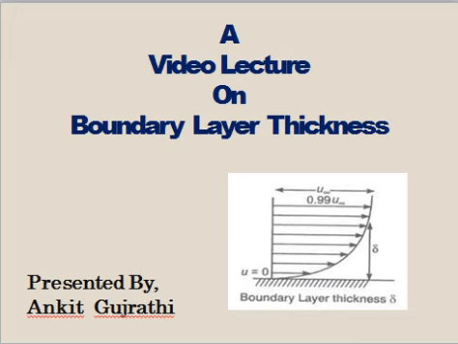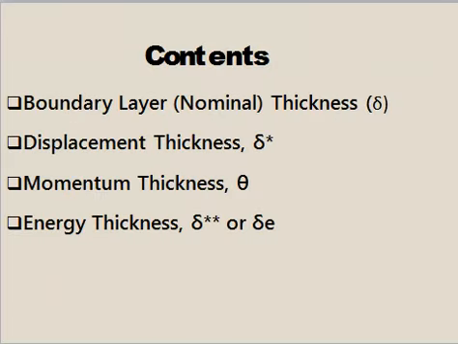Today in this video we are going to discuss the various types of boundary layer thickness. So without wasting our time, we will start with a video lecture. In our last lecture we had discussed what is boundary layer, how the formation of boundary layer takes place. In this video we are going to discuss the four types of boundary layer thicknesses, that are nominal thickness, displacement thickness, momentum thickness and energy thickness.